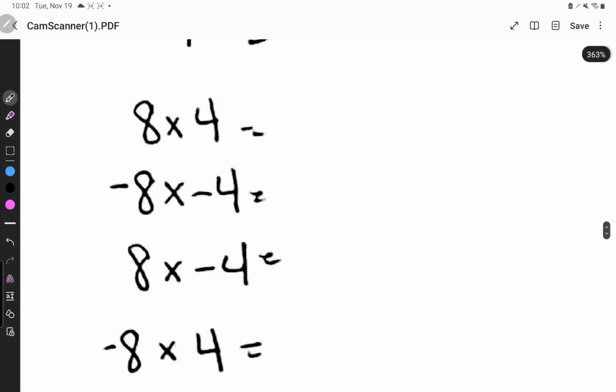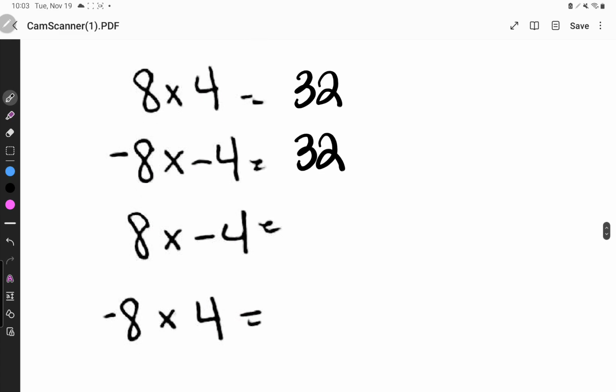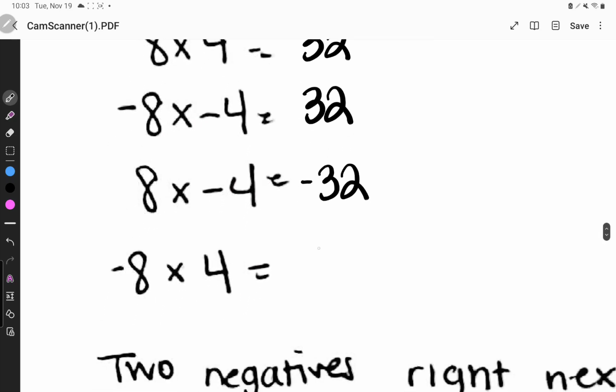So this first example, I have a positive times a positive, which is a positive. That's same signs. 8 times 4 is 32. On the next one, I have same signs, a -8 times a -4. Same signs give me a positive, so that is 32. A negative times a negative is a positive. On the next one, I have a negative times a positive, and a negative times a positive is a negative. On the last one, I have a negative times a positive, and a negative times a positive is a negative.